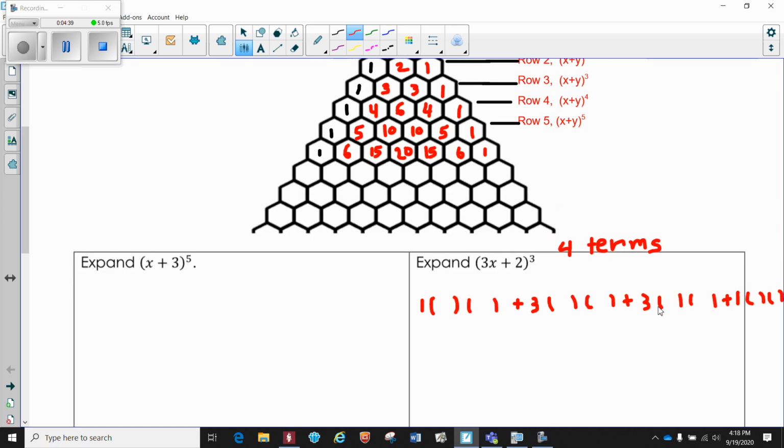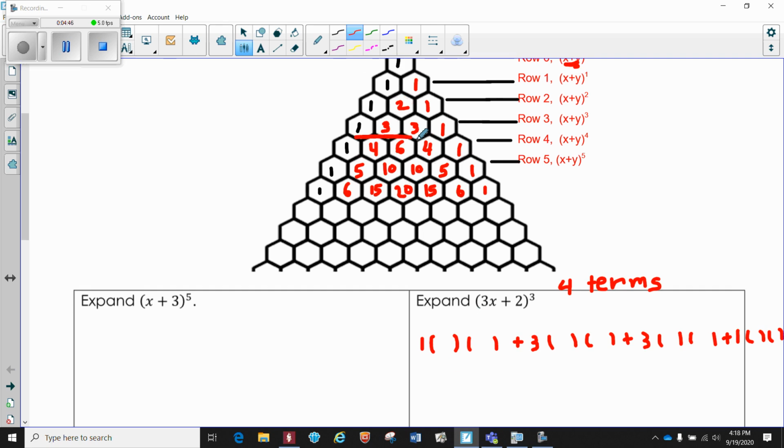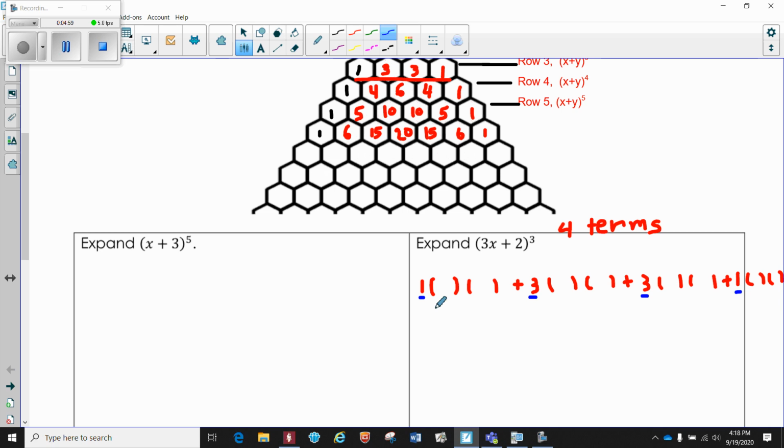Okay, so basically because it's the third power, I'm going to have 4 terms, and these are the coefficients 1 3 3 1. And then I'm going to do 2 parentheses each time. So these parentheses are going to be basically 3x here, and this is going to get the maximum power, which is the third. So 3x is going to be to the third power, and then the second one is going to be the 2 that starts with a 0 power. Each time, this is going to go 1 down and this is going to go 1 up after that.